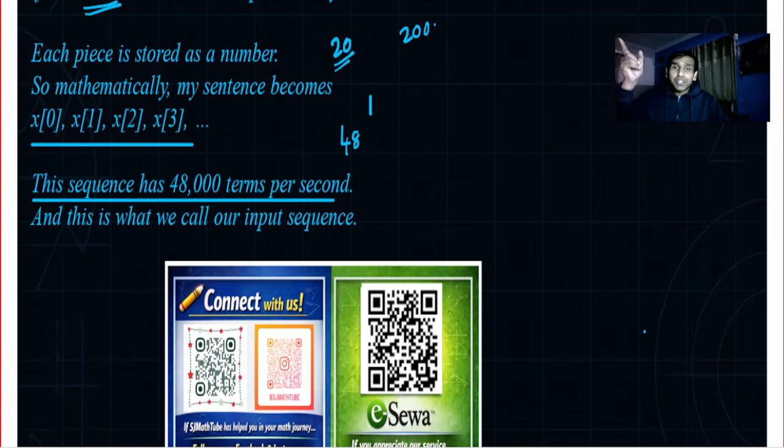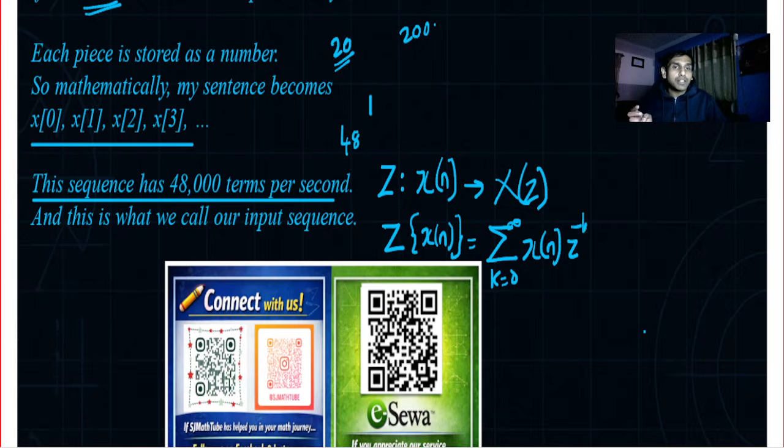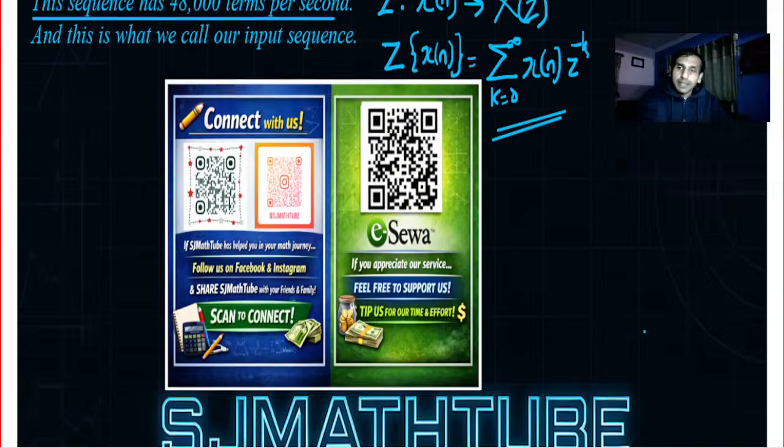And I hope you still remember, Z transform will convert a sequence into a function in the Z domain. And the formula for Z transform is, you can note it down. It is a summation, k equal to 0 to infinity. You multiply the sequence with Z power minus k. Once you apply the formula, you will get a function in Z.